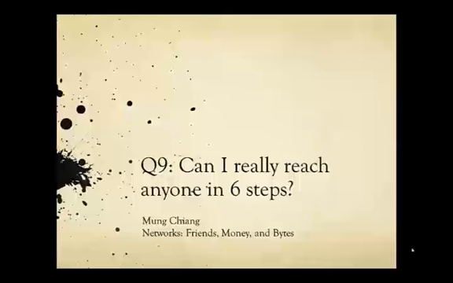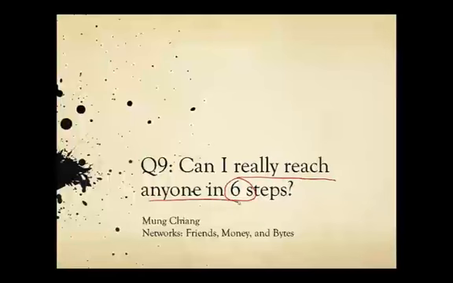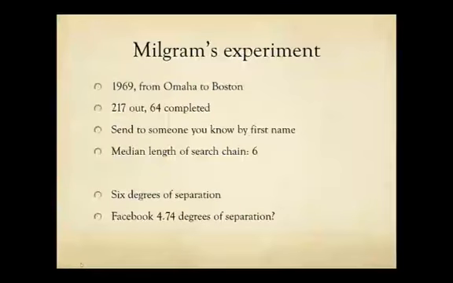In today's lecture, we will try to formulate and answer the question, can I really reach anyone in 6 steps? Now, this very famous 6 degrees of separation dates back many decades ago to the belief by sociologists that in social networks of various kinds, the distance between node pairs, between people, are actually quite short. But it was really codified by Milgram's experiment in 1969.